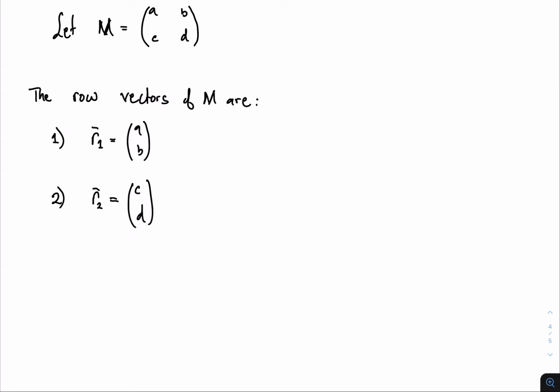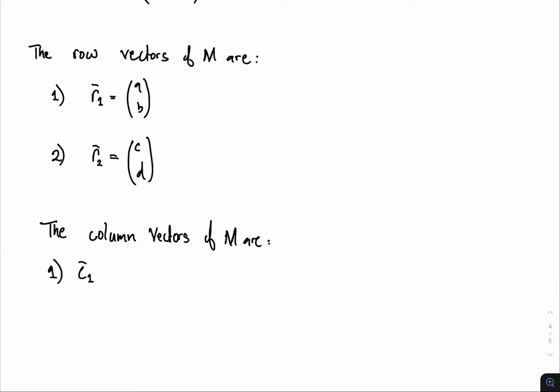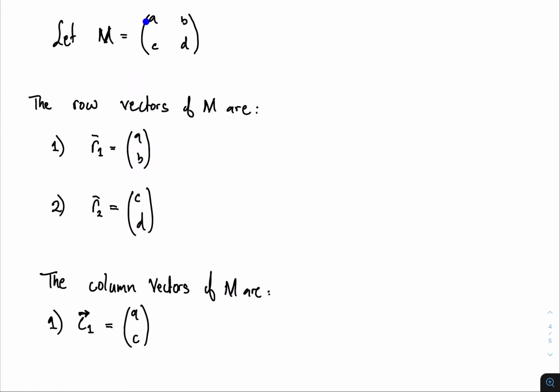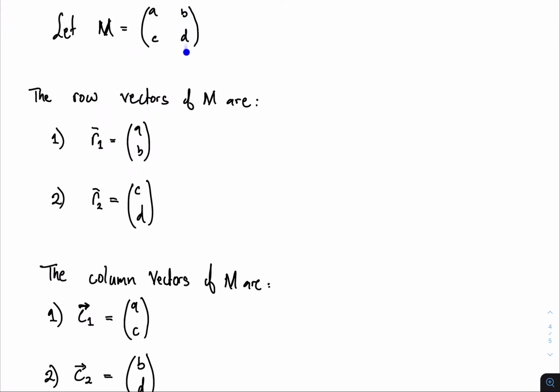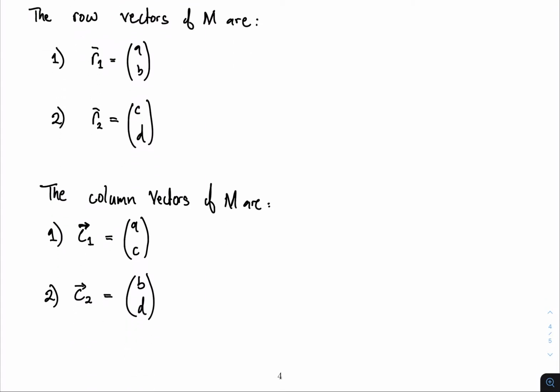Then we look at the column vectors of M. So we say that the column vectors are C1, which is AC, the first column of M. And the second column vector is the second column of M, so we have C2 being equal to BD.